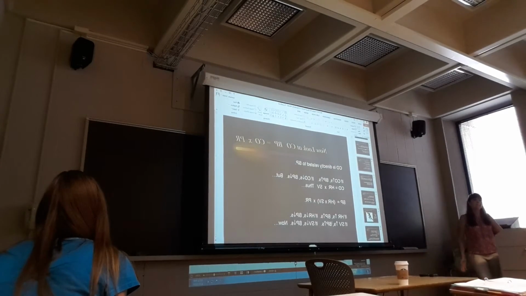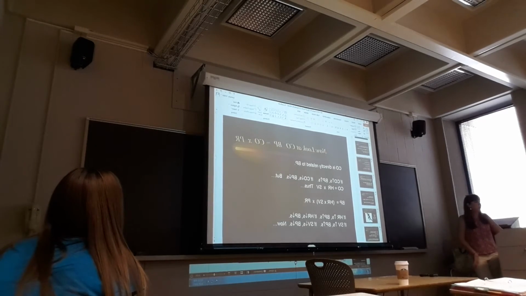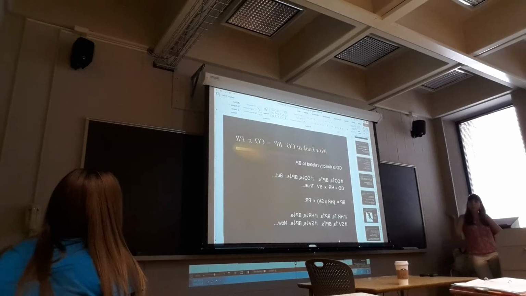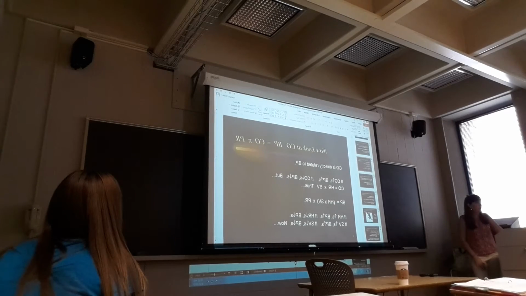So if heart rate goes up, we know blood pressure goes up. If heart rate goes down, blood pressure goes down. If stroke volume goes up, we're pushing more volume through, our pressure is going to go up. Or if it goes down, we're going to put pressure down.